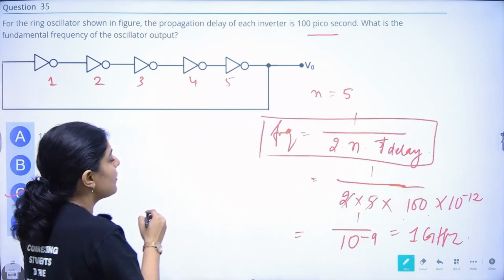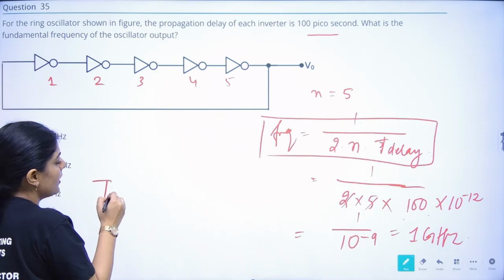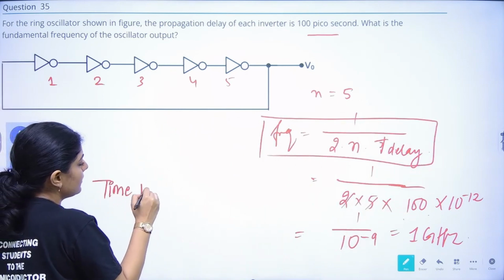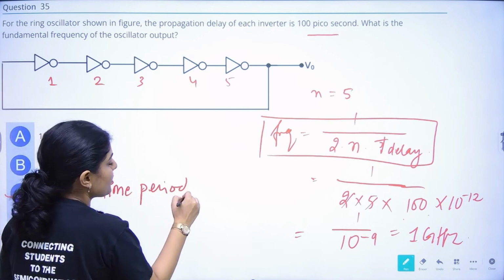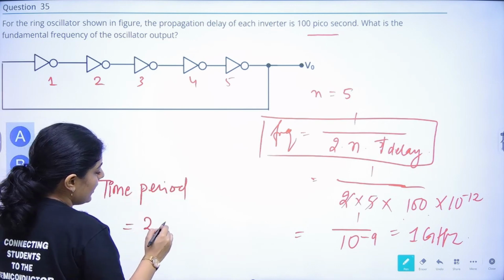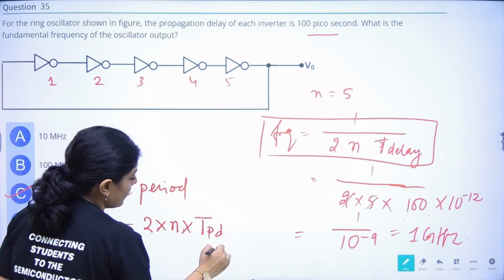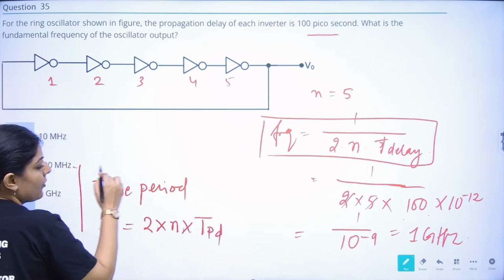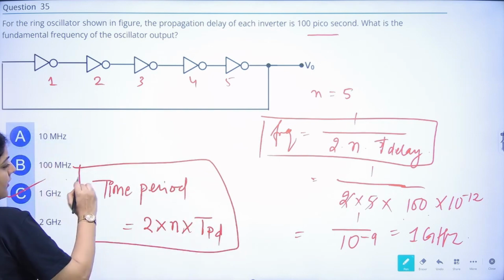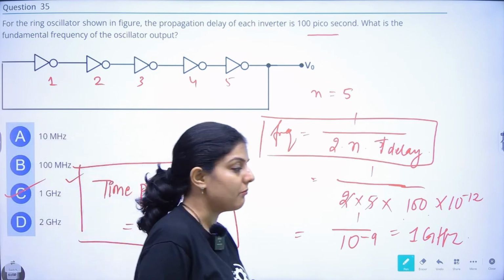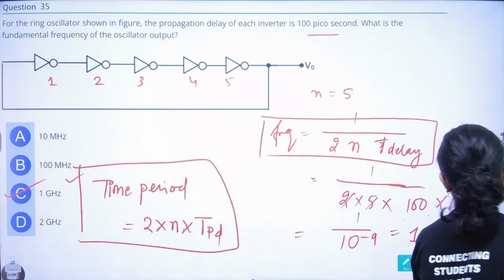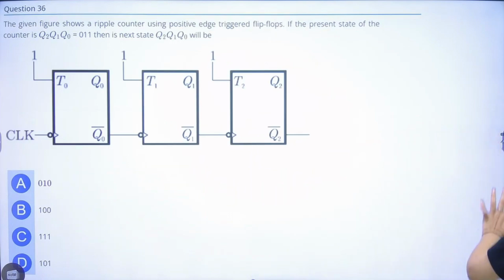If they ask you to find out the total time period, it will become just opposite of the frequency. It will be 2 into n into the time period of each. That will become your time period. Okay. Moving on to the next question.